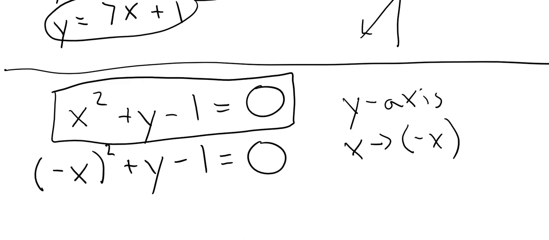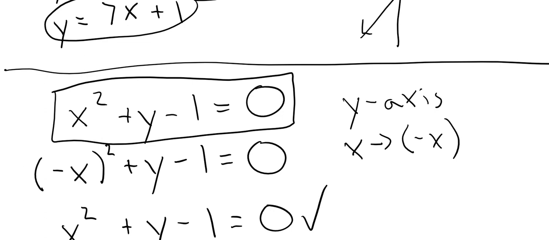Now, if I square a negative, a negative times a negative is going to be a positive. So positive x squared plus y minus 1. And the good news is, finally, we have something that is symmetric. So we'll put a check mark. It is symmetric across the y-axis. We started with x squared plus y minus 1 equals 0, and we switched our x's with negative x's and we ended with the same thing. We'll take a look at this at the end. Let's go ahead and do the rest.